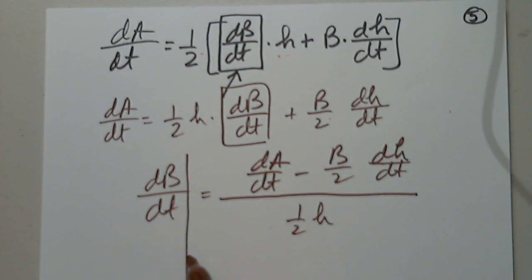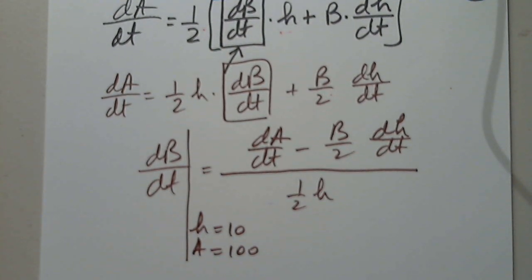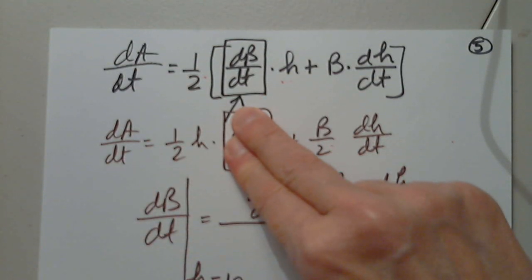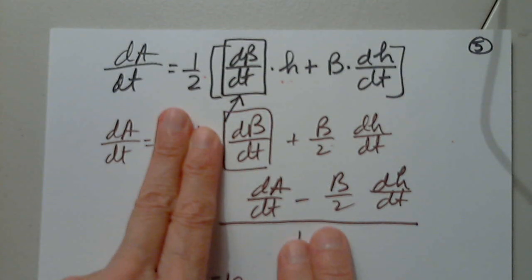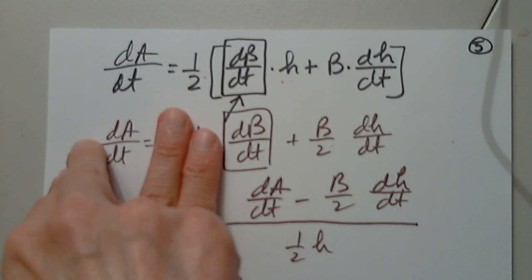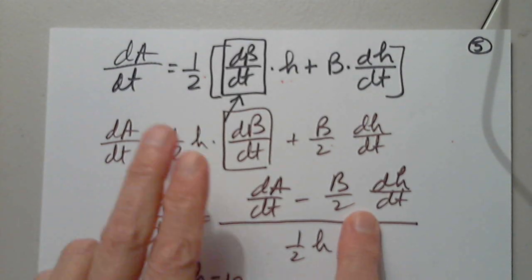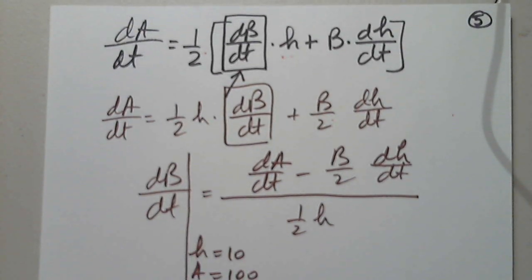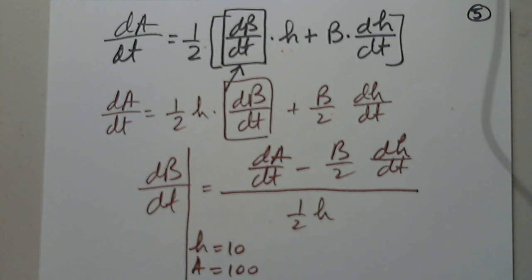And now I can plug in 10 and I can plug in 100. So let's stop for a moment and see if you have any questions. Any questions till this point? Wait, why is the 1/2 h on the bottom? Because it multiplies the variable. So I have to divide by it. Oh yeah. So this goes here, dA over dt minus this. Oh, I see. You just walk where dB was. Yes, and I divide by whatever multiplies dB over dt. Is that better? Yeah. Okay.